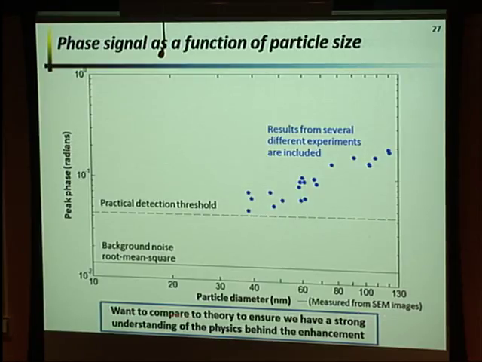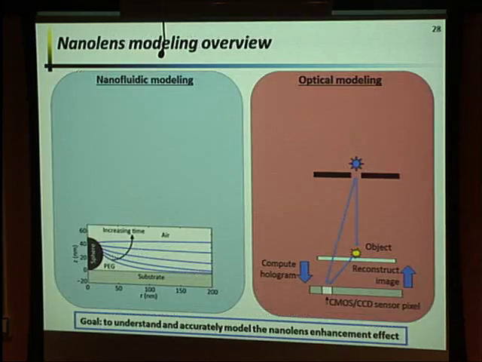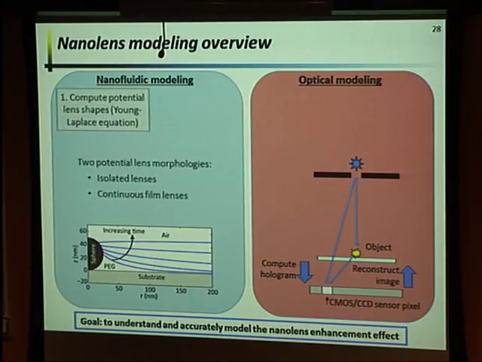And in order to make sure we have a strong understanding of the physics behind this enhancement, we want to develop some models for what we're seeing and make sure our models agree quantitatively with what we see experimentally. These models consist of two parts. There's a nanofluidic modeling component, which is looking at, first of all, the shapes of these lenses. And you can imagine there are two families of lenses.